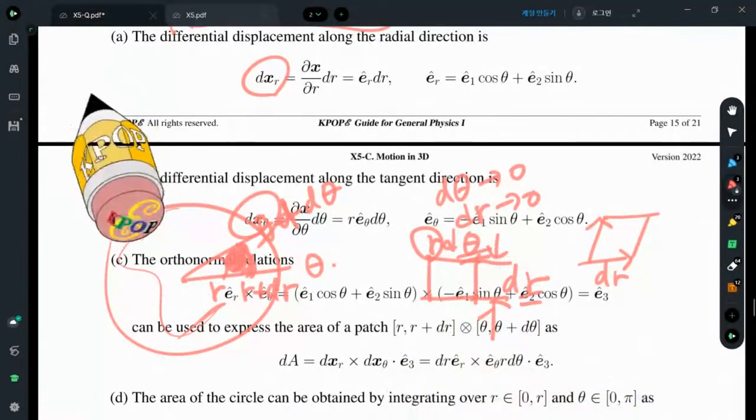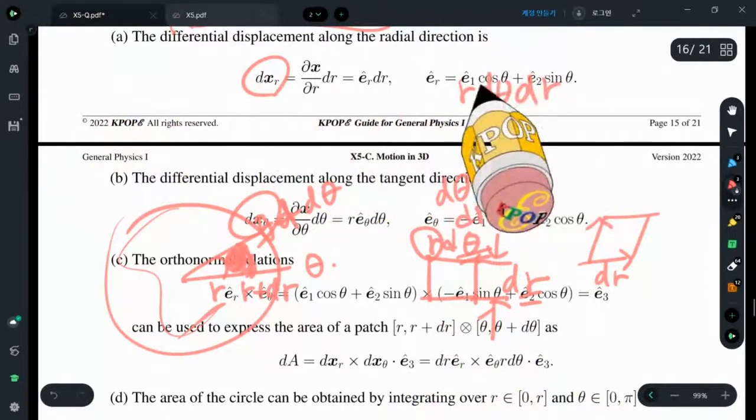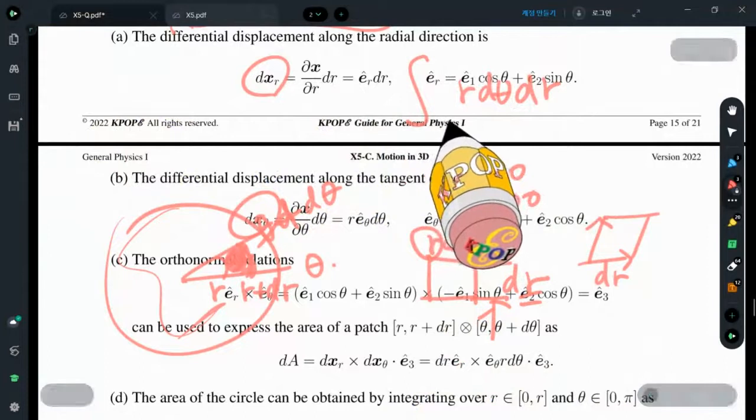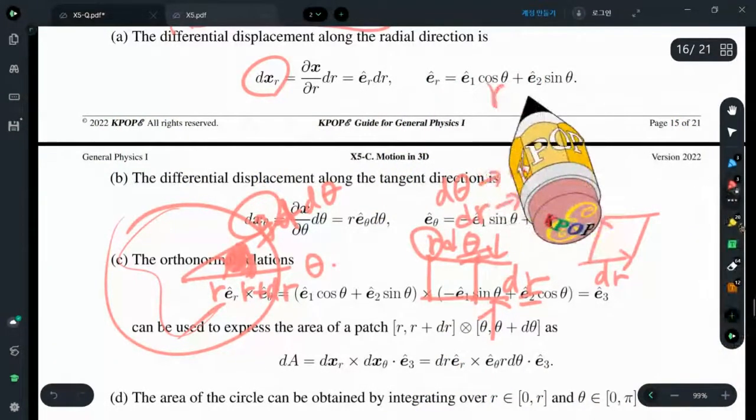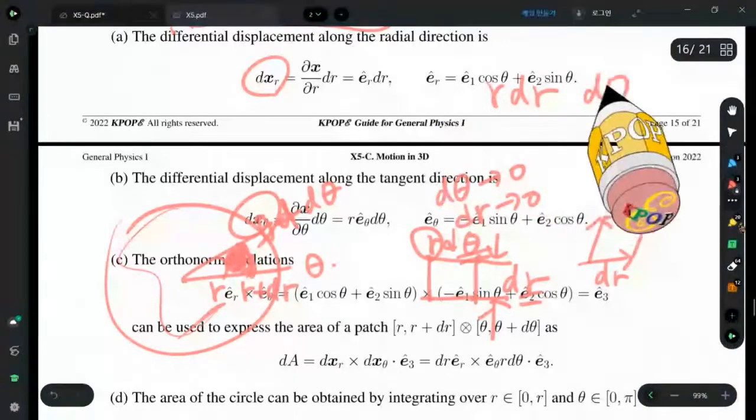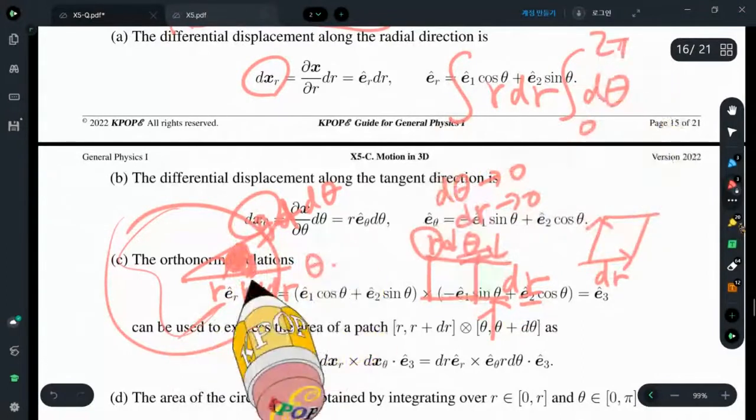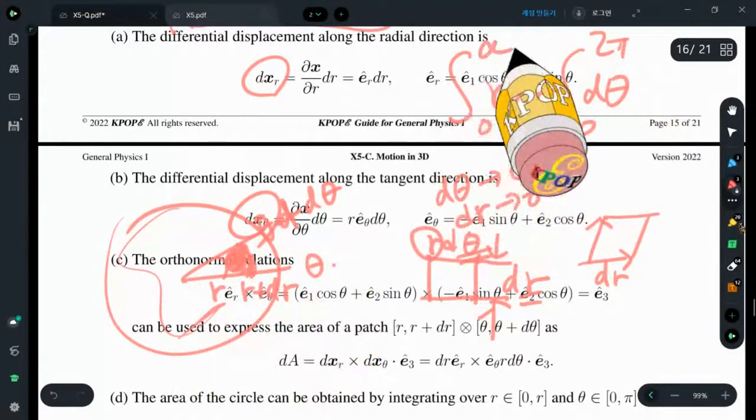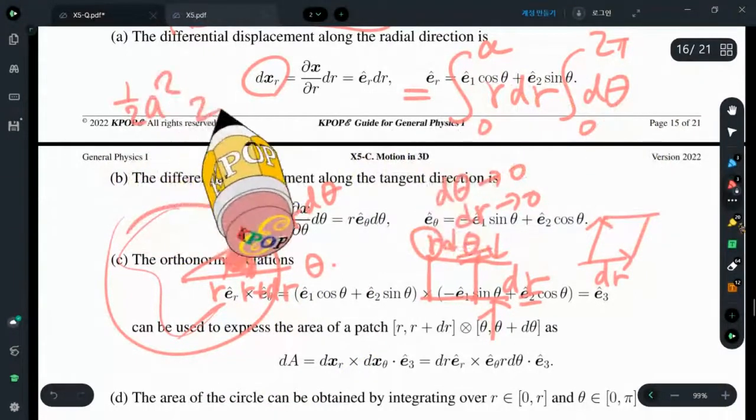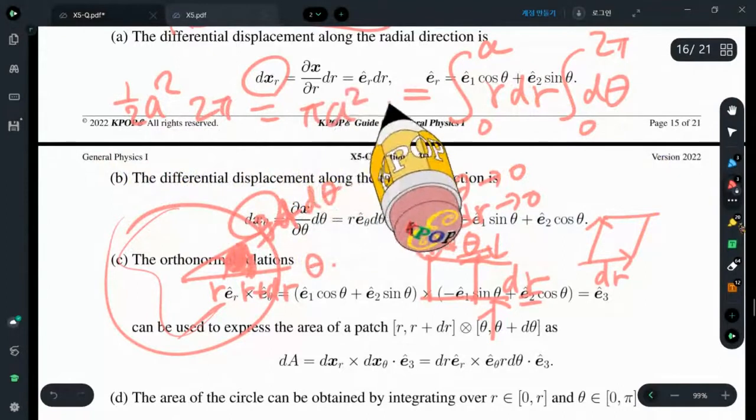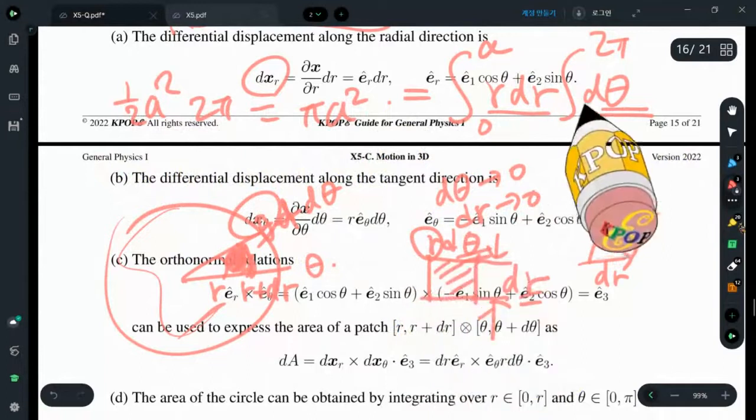So what we want to compute is the integration of r d theta dr over angle 0 to 2 pi, and the radius 0 to a, and this is 1/2 of a squared, and this is 2 pi, so pi a squared. But how can I find this one to be this area?